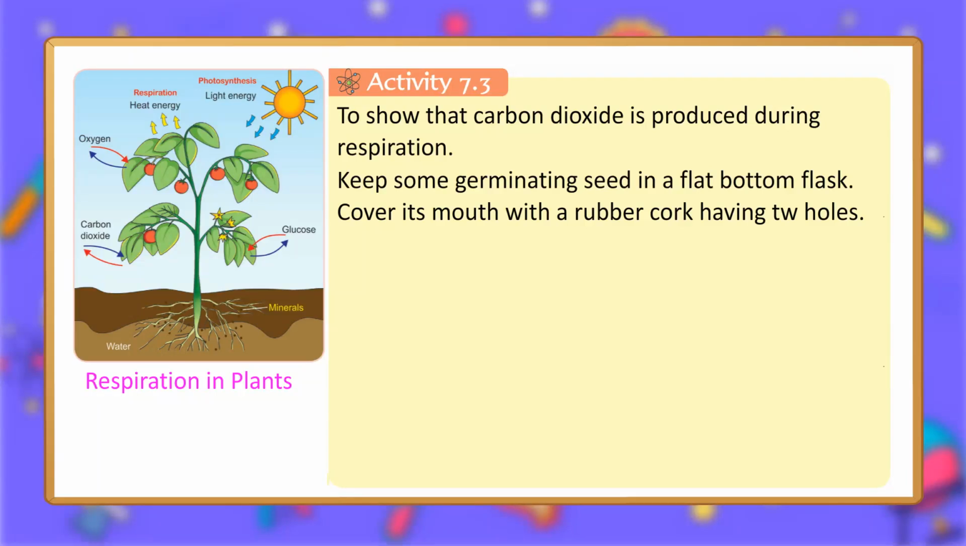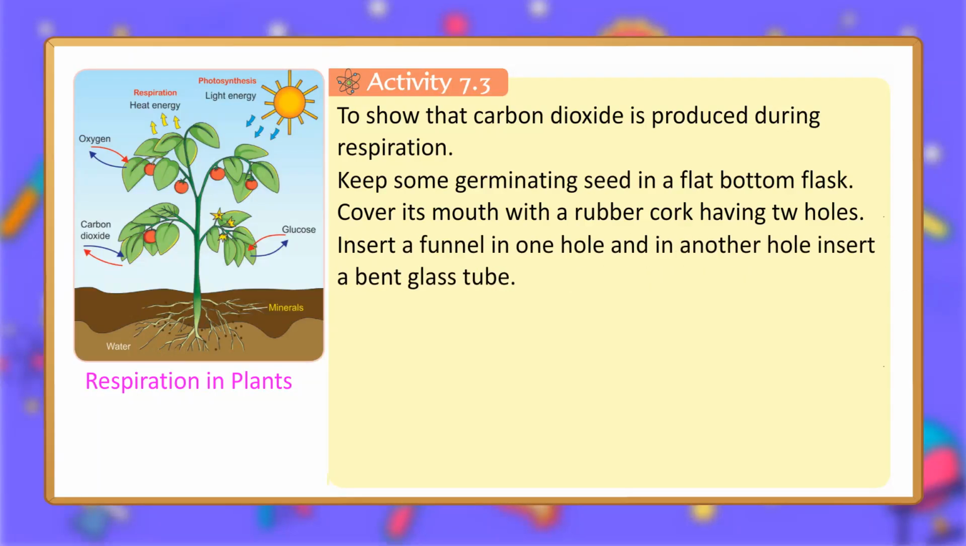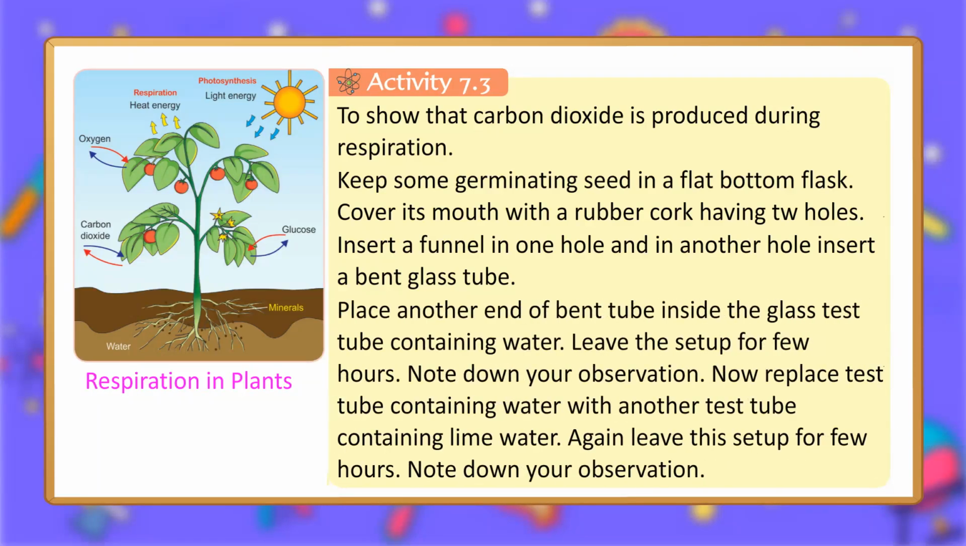Keep some germinating seeds in a flat-bottom flask. Cover its mouth with a rubber cork having two holes. Insert a funnel in one hole, and in another hole insert a bent glass tube. Place the other end of the bent tube inside a glass test tube containing water. Leave the setup for a few hours.